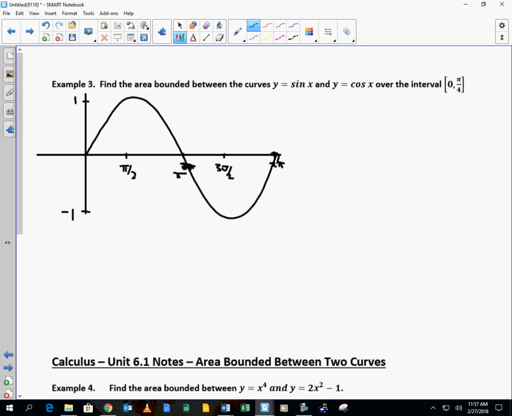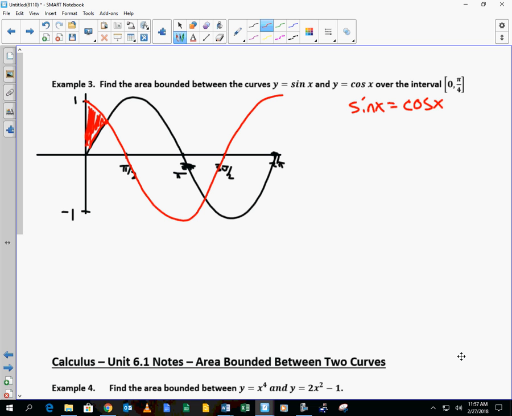How about cosine? That cosine's going to start up here. Let's do that. I want to find the area between the two curves bounded between 0 and pi over 4. Yeah, we kind of hope that pi over 4 is the point of intersection, don't we? Let's verify that it hopefully is the point of intersection. We'll take the two curves, set them equal to each other. We'll see how much you remember from your trig class.